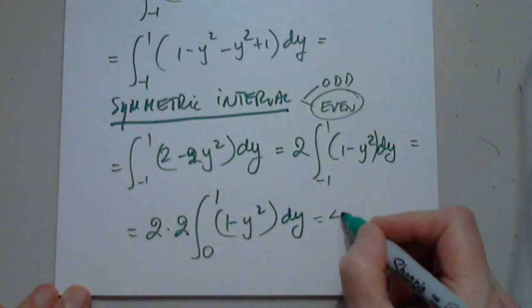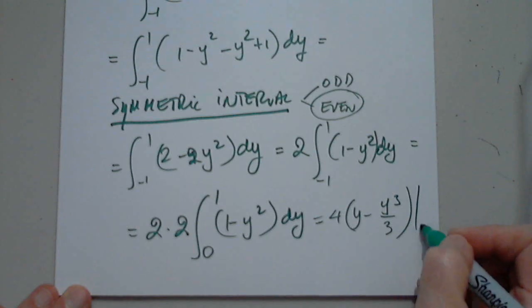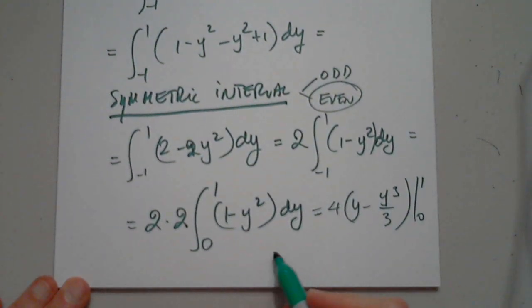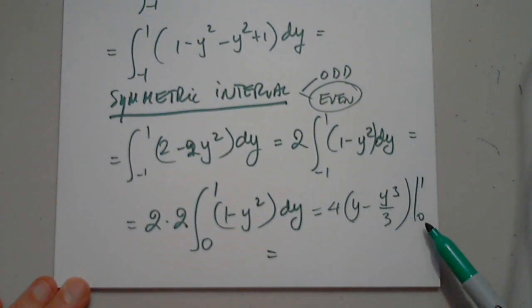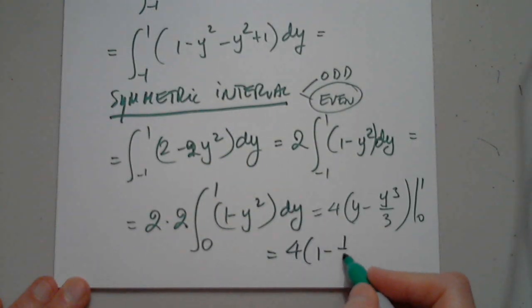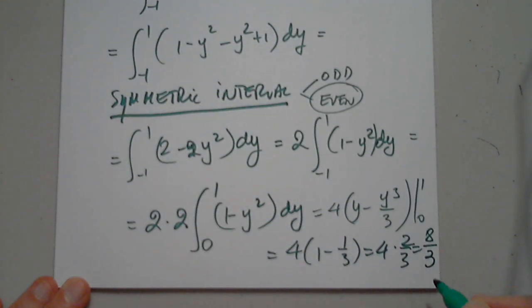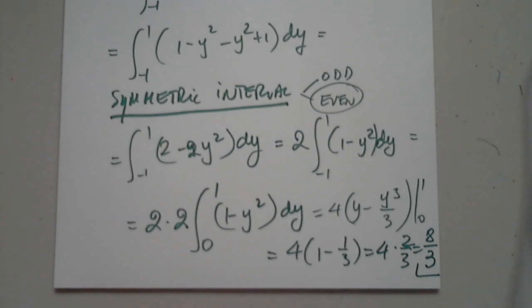Okay, so I have 4 times y minus y cubed over 3 from 0 to 1. I plug in 1 because when I plug in 0, I get 0. So I have 4 times (1 minus 1/3). So this is 4 times 2/3, or 8 divided by 3. And this is final. I hope these problems help you with all the work in this section.